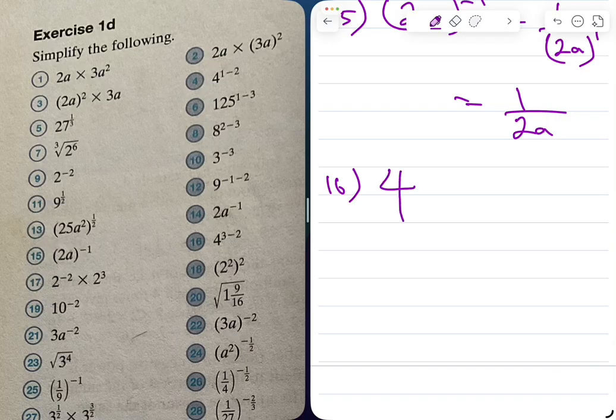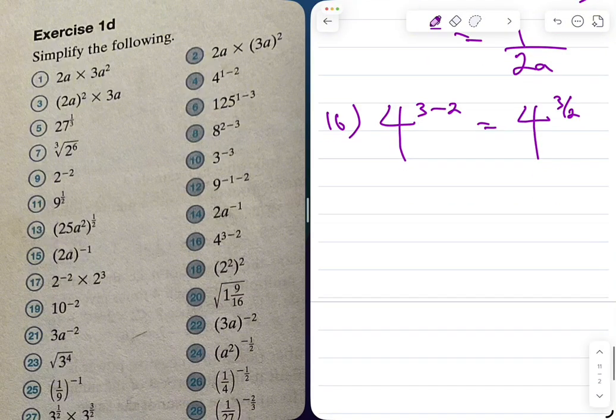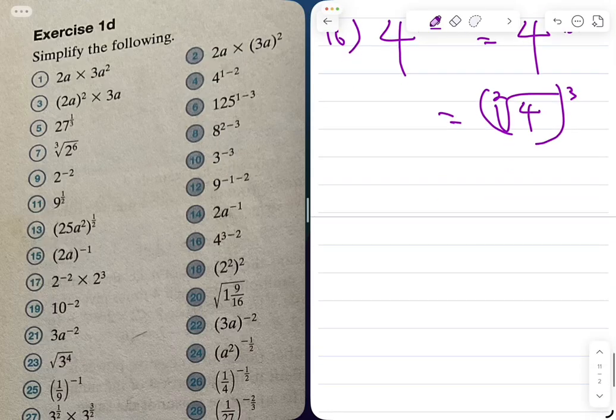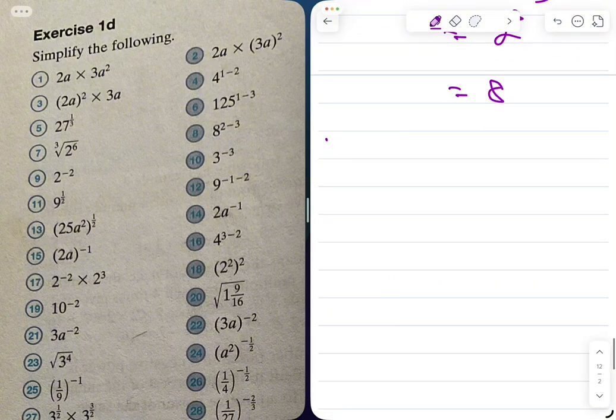16 is 4 raised to power 3 over 2. This means the square root of 4 and the whole of that raised to power 3, which means the square root of 4 is 2, and that means 2 raised to power 3, which is 8. Now to the next, which is number 17.